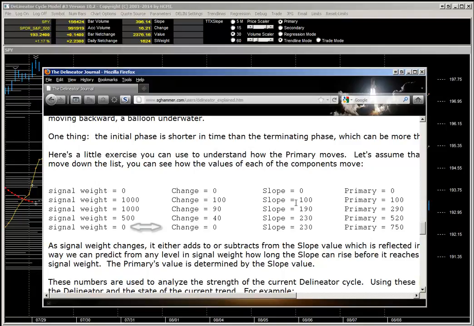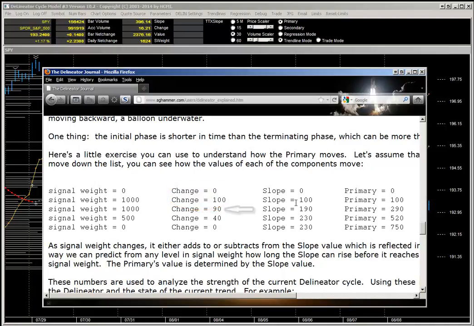So let's say at the next time period, signal weight drops to 0. The slope would stay at plus 230. The change would be 0 because there was no change in the value of the slope. The primary would then jump to plus 750, which again is the old value of the primary plus the new value of the slope. So we can see here that there was very strong momentum at time period 1 at plus 100, which is the value of the change.